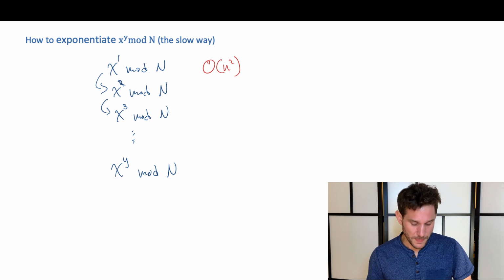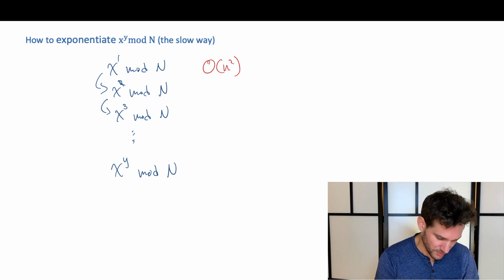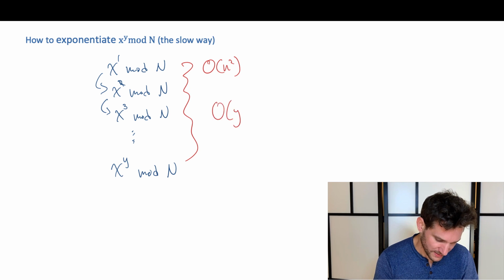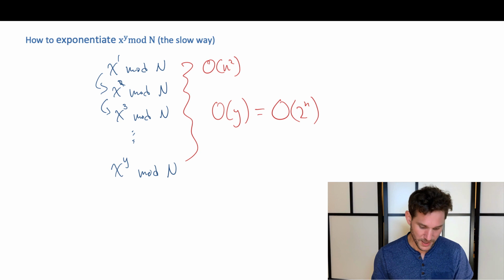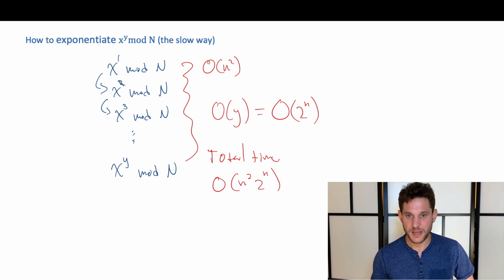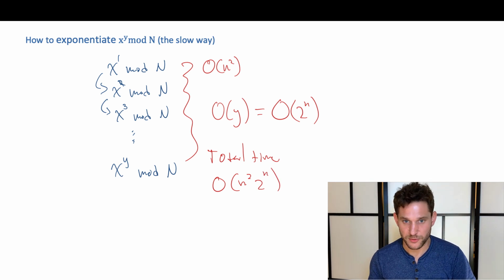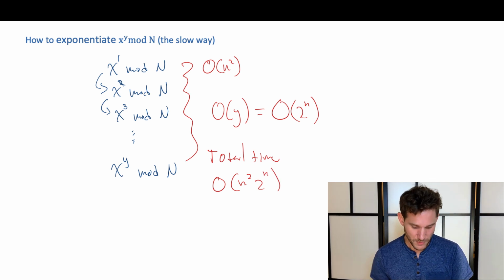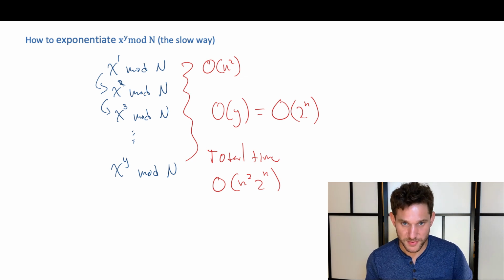But how big is y? Well, y has little n bits, so y could be as big as 2 to the n. So the number of times that I had to do this is O of y, which is equal to O of 2 to the little n. So total time is O of n squared times 2 to the n. I don't want an exponential in little n algorithm. I want something that's polynomial in n. So we have to try to find a better algorithm than this.